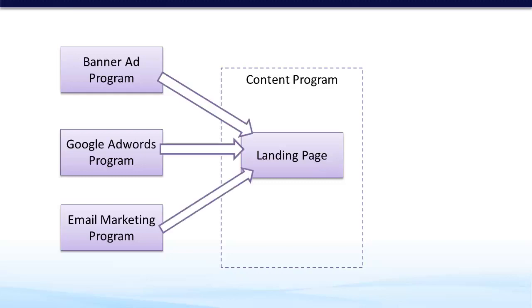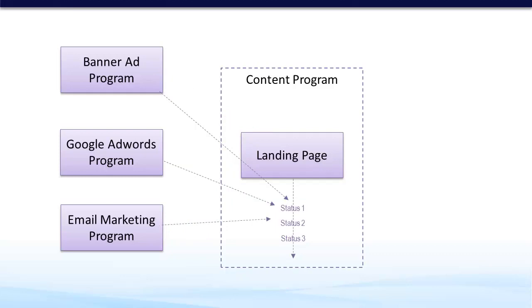Traffic that comes in through any of these 3 programs would go straight to the content program where people would actually register. However, after that, each of the programs would need to monitor the progress of leads through that content program to know whether it was successful or not.